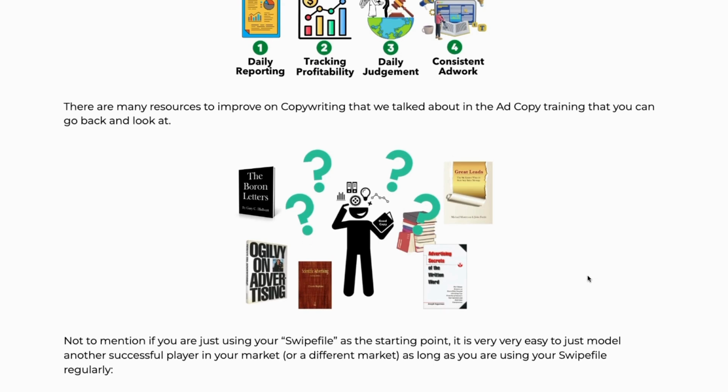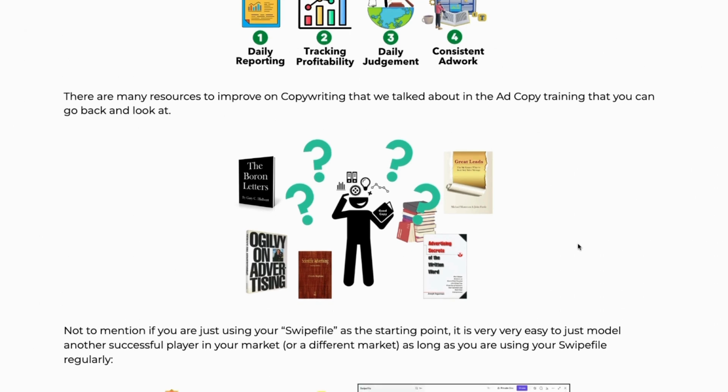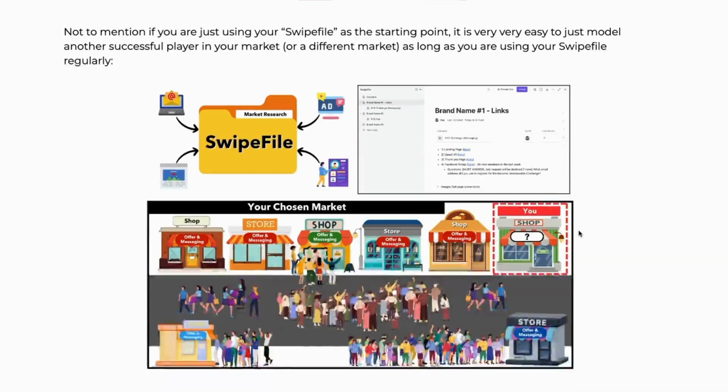All you've got to do is put in the dang work to actually get better at that skill and identify as a copywriter, right? Not to mention using your swipe file. If you have a very good swipe file, it's going to be very easy for you to model other successful players in the marketplace, or even a different marketplace, that you are using in your swipe file regularly, right?